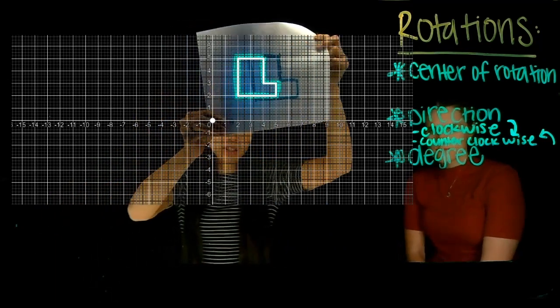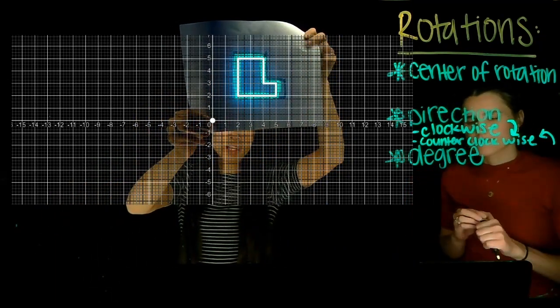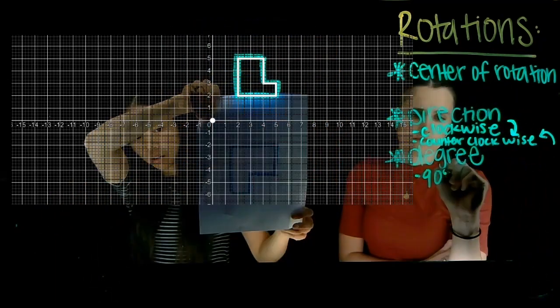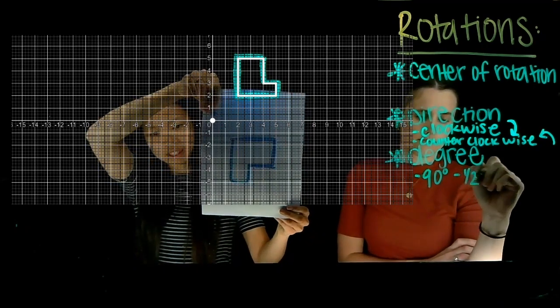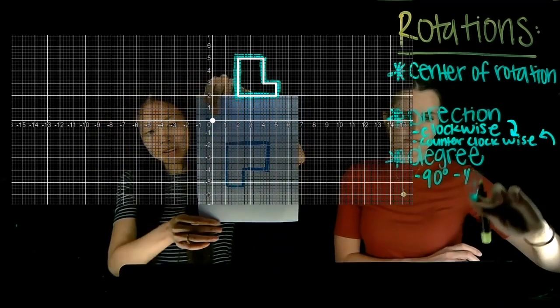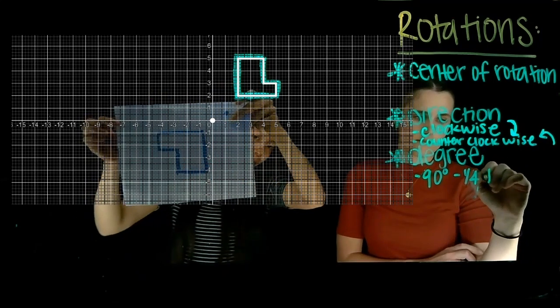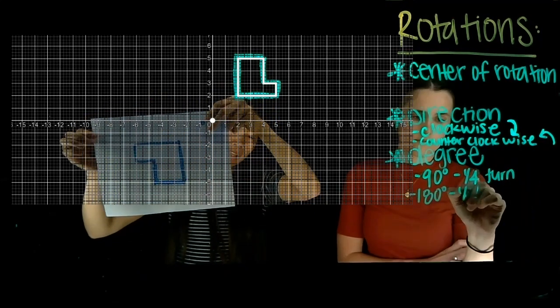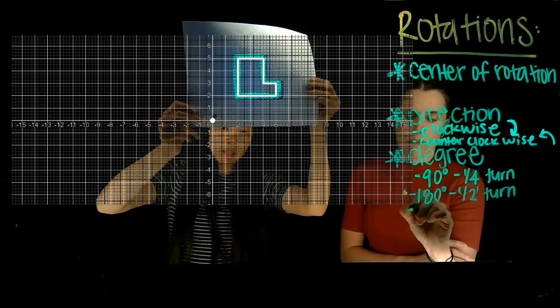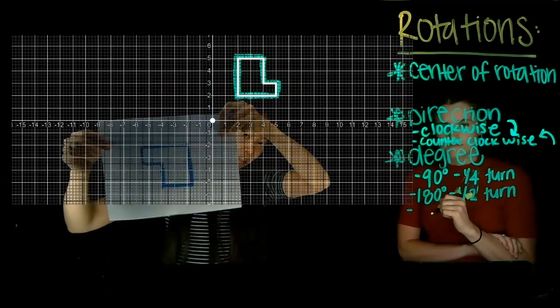So when I start up here, I'm in the first quadrant and I can rotate 90 degrees, which is 1/4 of the way. So that would be roughly there. And then if I go another 90 degrees, that would put me here, which is 180 degrees. That's turning it halfway, right? Here, turning my paper halfway.